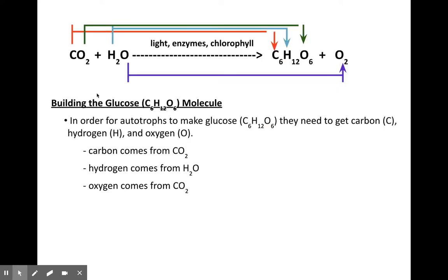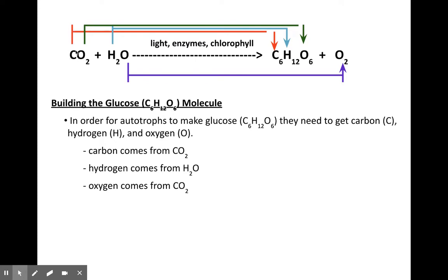Now, just in the end, I want to make sure that when we think back to the light reactions and the Calvin cycle, where are these atoms coming from? Because they're not made by the plant. The plant is simply stealing atoms to make glucose. So where are they stealing the atoms from?